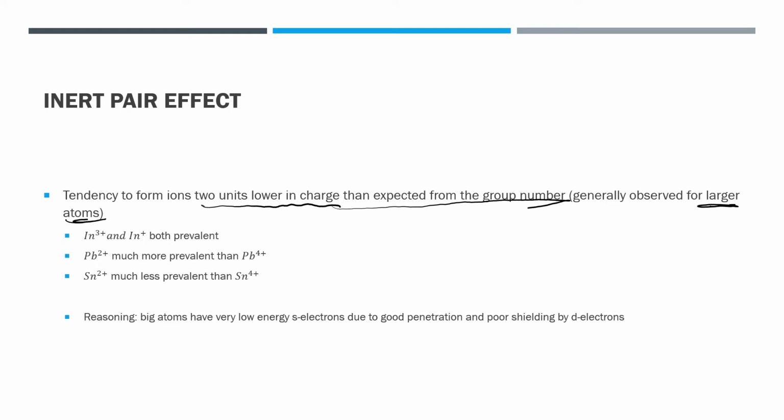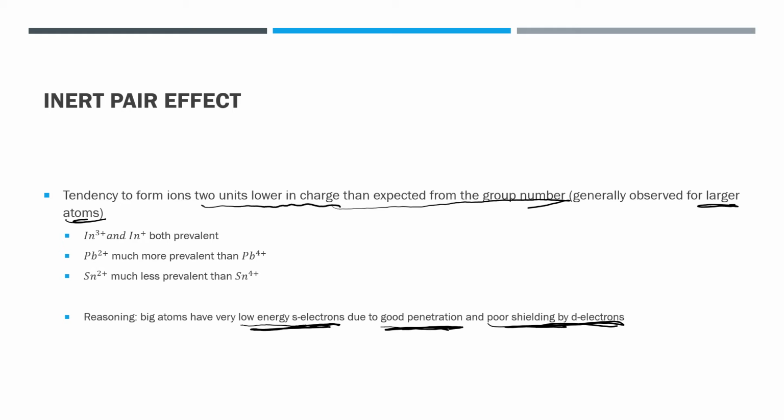Big atoms have really low energy s electrons because the s electrons are good at penetrating to the nucleus. They're good at getting close to the nucleus and staying at a low energy. And there's poor shielding by d electrons. What does that mean? That means the d electrons don't really repel the s electrons. They don't really cause a repulsion, and instead the s electrons are very attracted to the nucleus. They're very penetrating, very stable, close to the nucleus and happy. They're low in energy.